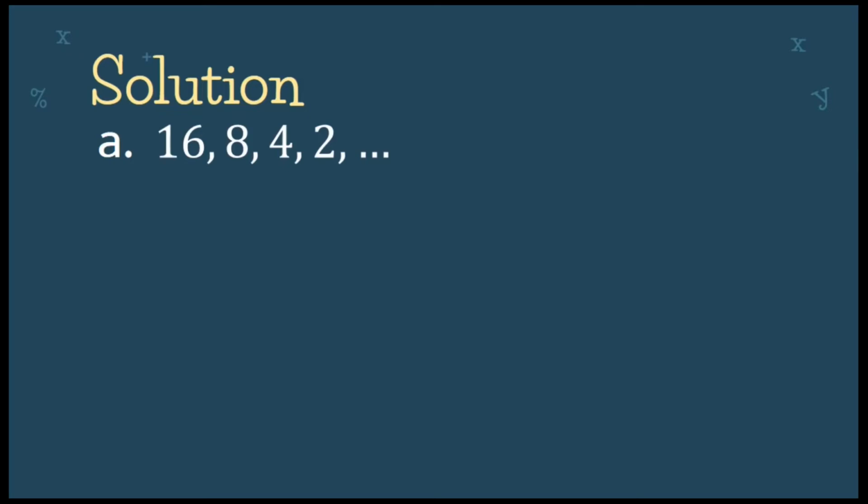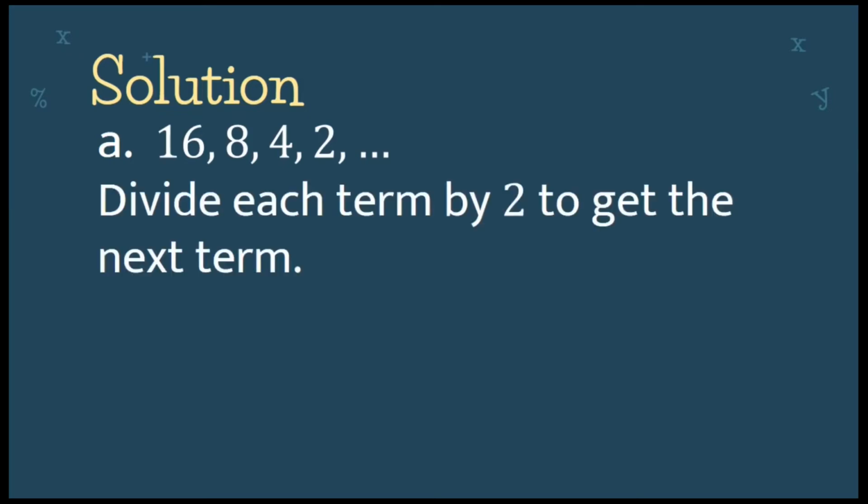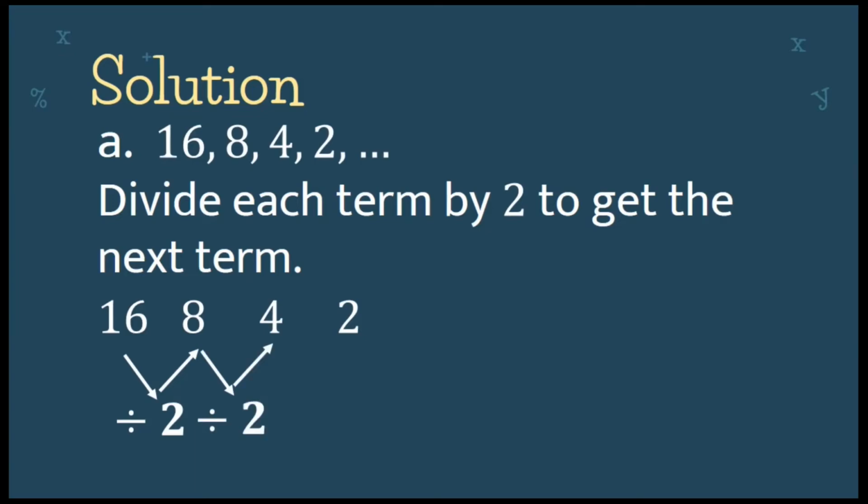So what do we need to do to get the next term? In this example, you realize that when we divide each term by 2, it will produce the next term. So let's work it out just as it was demanded in the question. If I pick the first number, which is 16, and divide by 2, I'm going to produce 8. Now, if I divide this same 8 by the number 2, I'm going to produce 4. If I divide this 4 by the number 2, I'm going to produce 2.